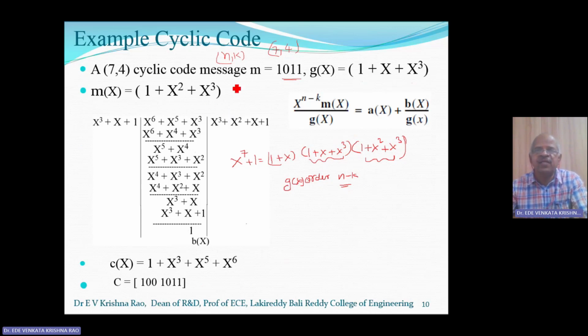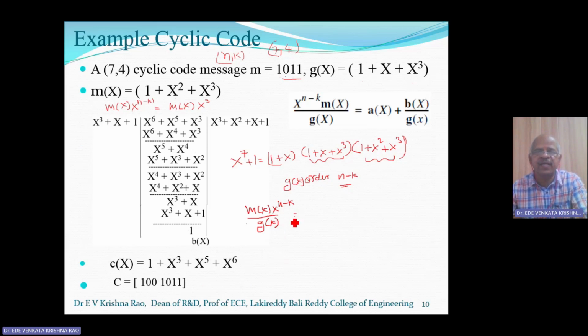Okay. So if we write the message polynomial 1011, from the right, this is 1 and this is x, and this is x square, this is x cube. So 1 plus x square plus x cube. And we need m of x into x power n minus k. Okay, n minus k. So that is m of x into x cube. You multiply with x cube here. So that becomes x power 6, x power 5, x power 3. And we divide with the generator polynomial, m of x x power n minus k divided by g of x.